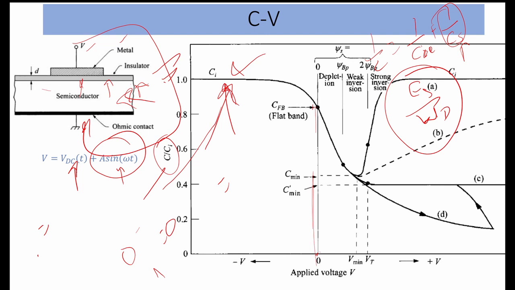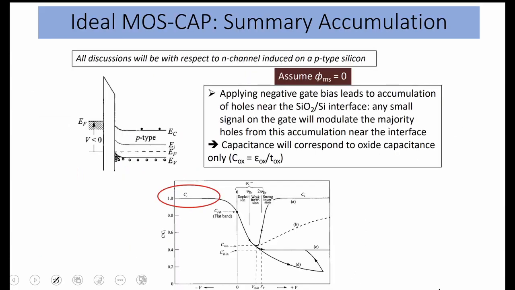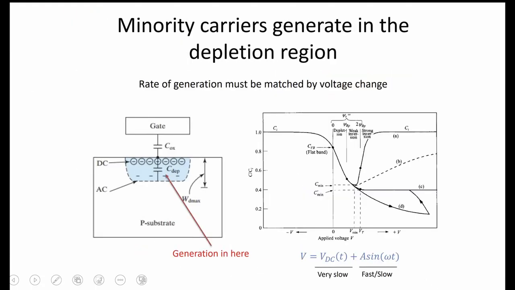Okay, and there are three different regions: one is the depletion region, one is the weak inversion region, and one is the strong inversion region. The minimum capacitance occurs in one of these, but first I need to show you one of the things.